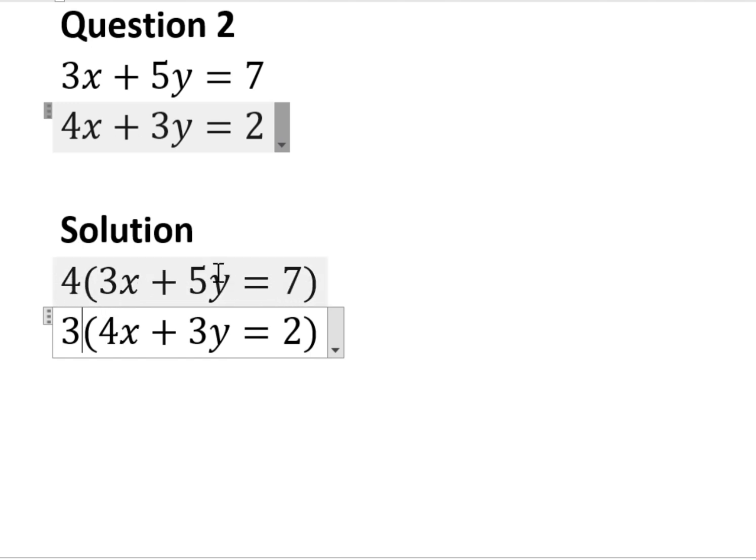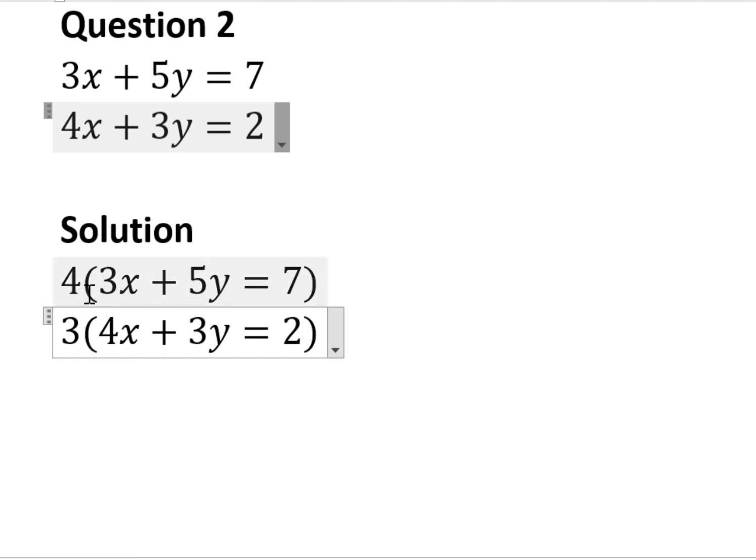If we had decided to eliminate y like we did in the first example, then we could have taken these 3, multiplied by it here, then we take this 5, we multiply by it here. Now having done that, then we open the brackets.